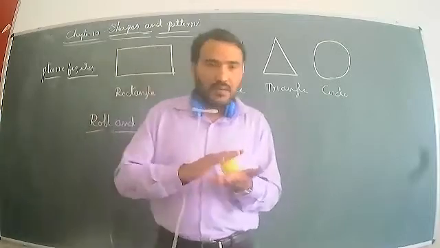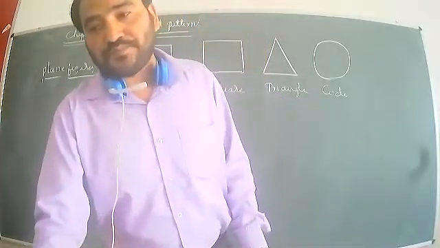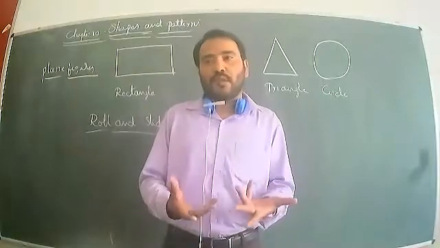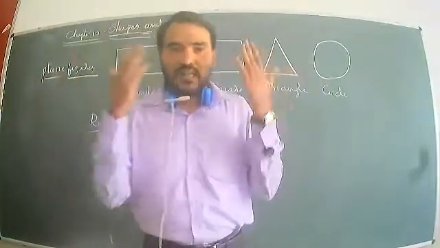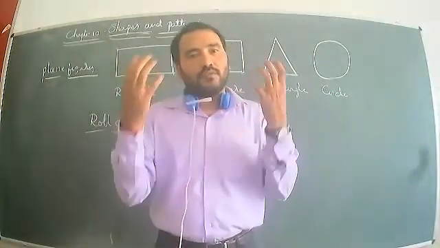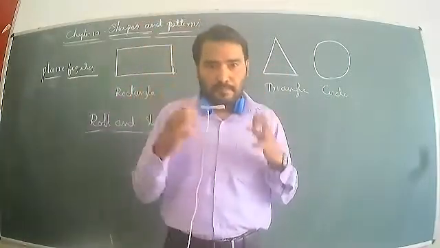We cannot slide this one. So which can we slide? We can observe the objects. If it has a flat surface, it is slide. If it is a round surface, it is called roll.